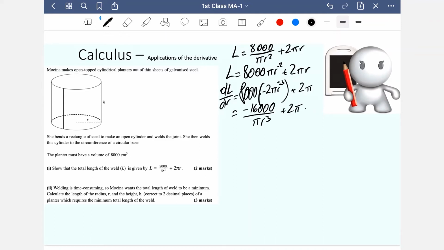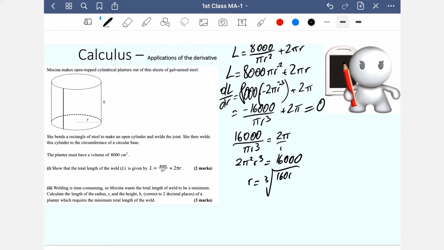Now, I want to solve for 0, so let dl dr equal 0. And let's see where we end up. So let's take the negative 16,000 over pi r cubed to the other side, becomes positive. We'll cross multiply, so 2 pi squared r cubed equals 16,000. R is going to be the cube root of 16,000 over 2 pi squared. Now put that into your calculator and you are going to get 9.32.